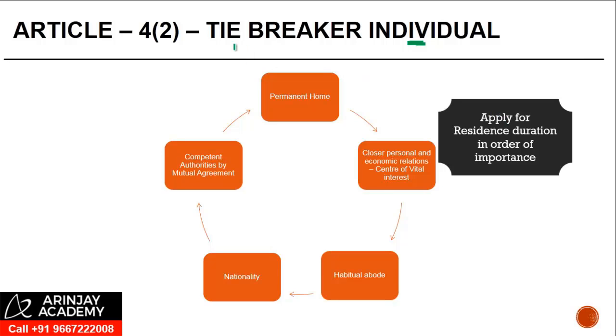The criteria for the tiebreaker rule have to be applied only for the residence duration, which means if the person is in India for 6 months, you have to apply the tiebreaker rule only for that 6 months, in order of importance, which means you need to apply them in this particular order. You can't apply one in preference over the other.